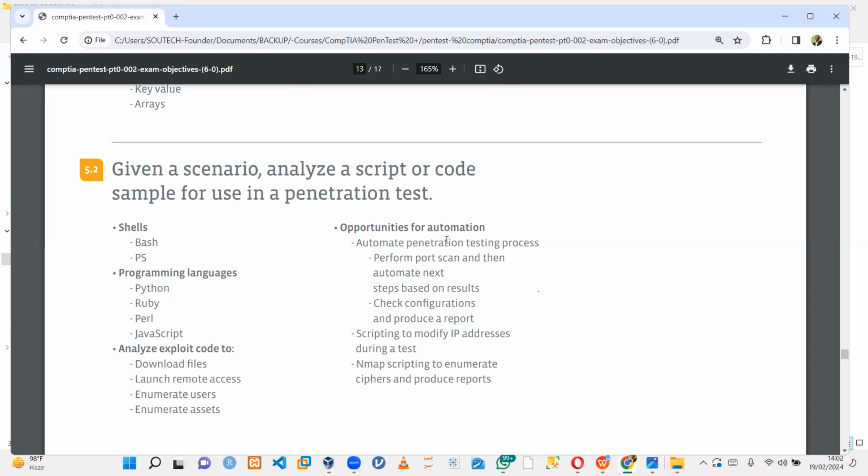Then opportunities for automation. Automated pen testing is going to be you using some kind of software or tools to perform some kind of scan and to check configurations of systems, and also to get yourself a report. Then this report is going to form part of the report you are going to create for your client.